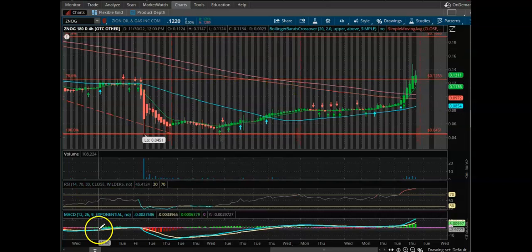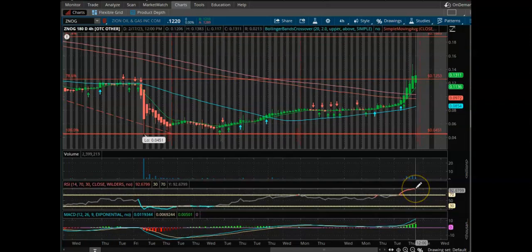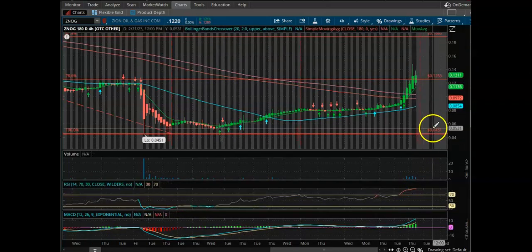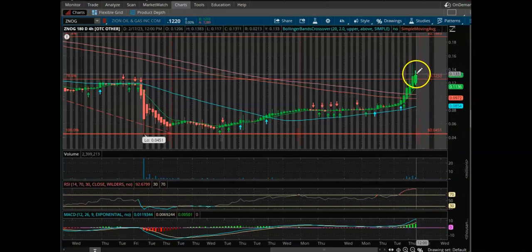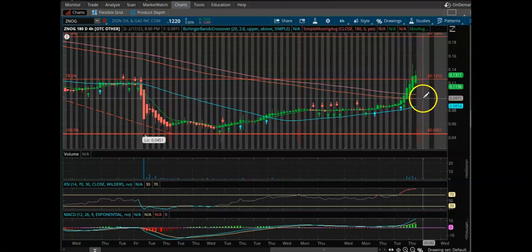However, just keep in mind that we are pretty overbought, overvalued on the 180-day 4-hour time frame. So I do expect a pullback from these levels here. However, as long as we stay and find support at about 10 cents, that's actually a pretty decent sign for us moving forward. However, we do have to bust above that 12.5-cent mark and at least hold there and find support here.